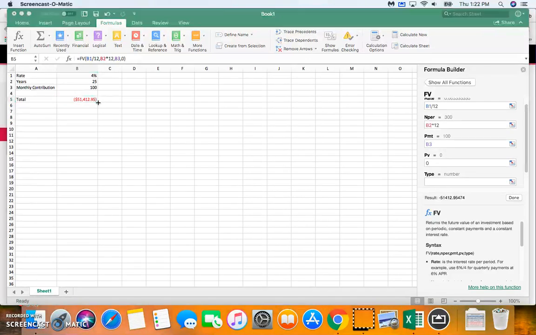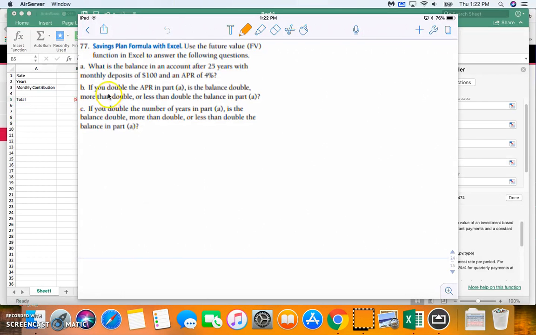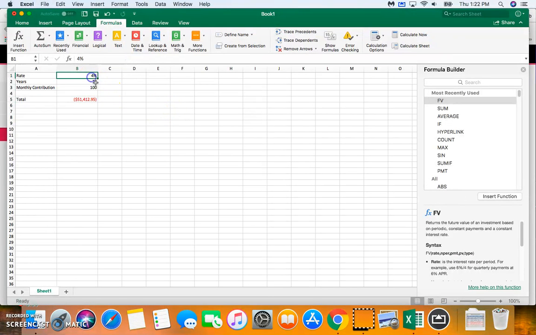So now the next question that we are asked is, if you double the APR in part 1, is the balance double, more than double, or less than double? So if we take this and switch it out to 8%, we want to find out what happens. Compare it to 51,000. If it's double, that's going to be 102,800-ish. So when I change that to 8%, we get 95,102. So we didn't quite double. We are a little bit less than double.